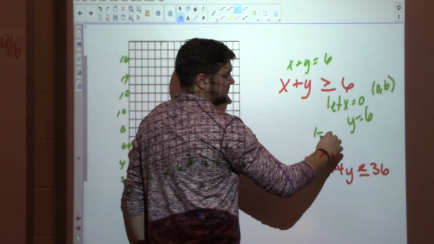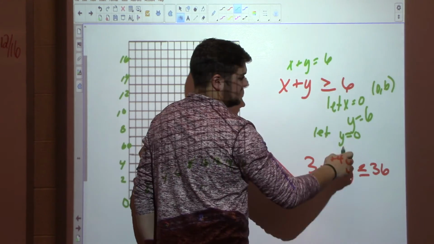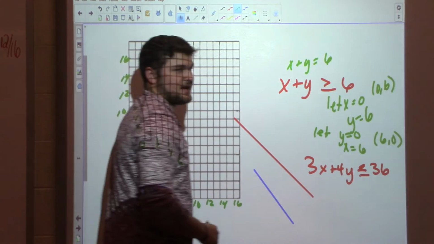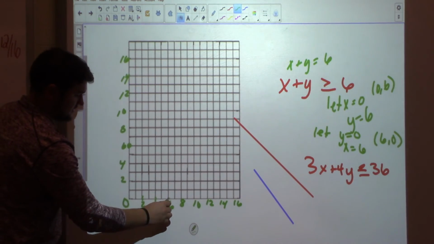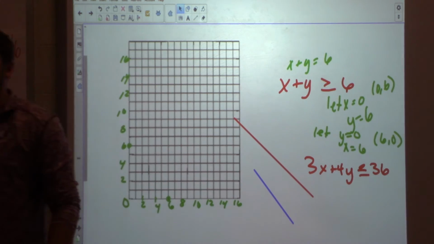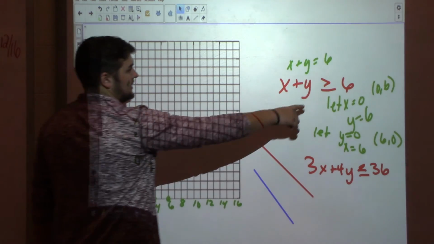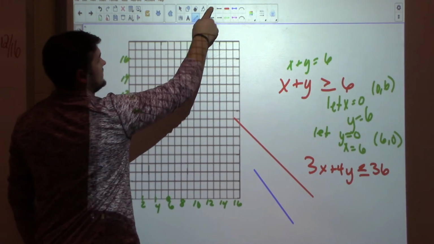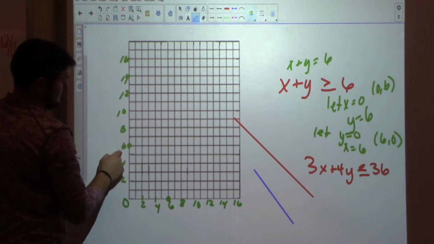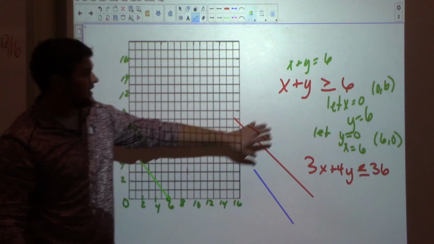If I let y equal 0, x equals 6. So I get 6, 0. It's my second point for the first equation. Is it going to be a solid or dashed line? Solid, because it's greater than or equal to. Green, right? Okay. Does everyone understand how we did that?